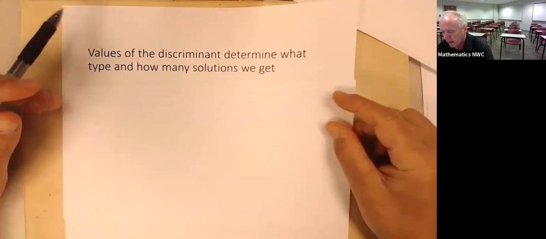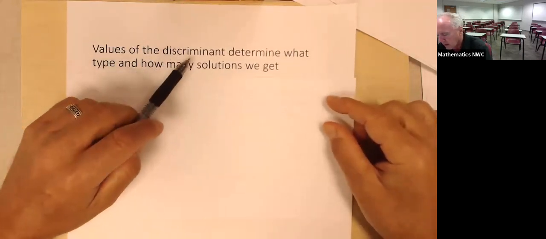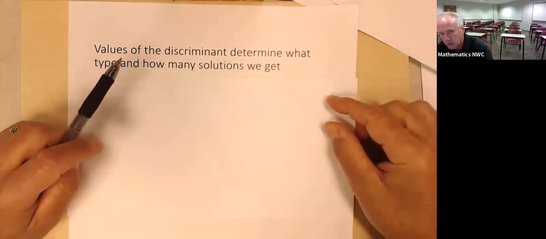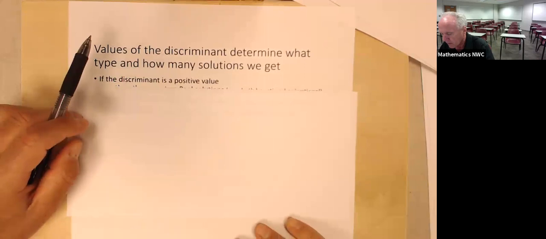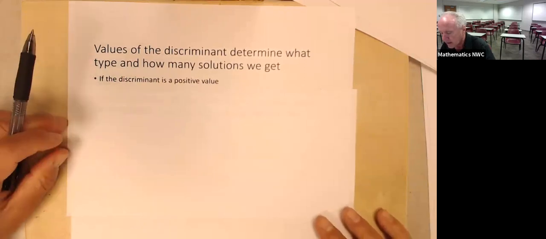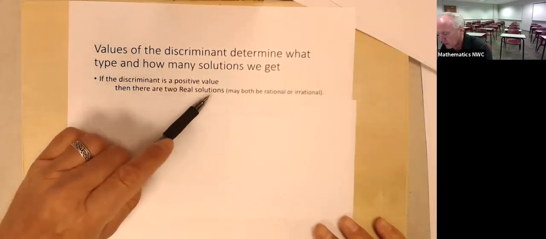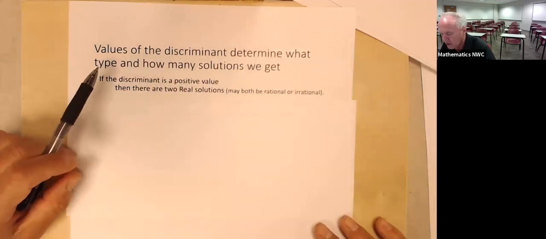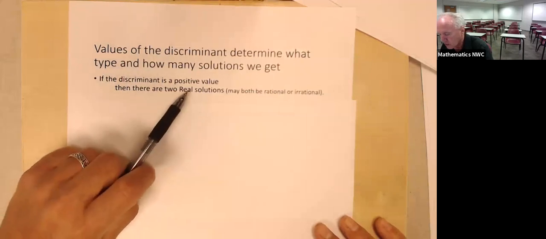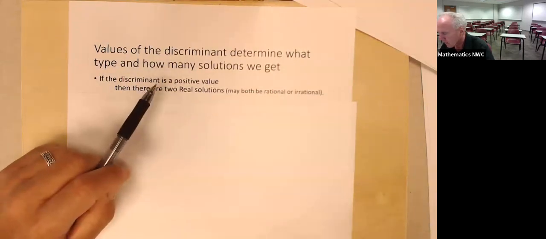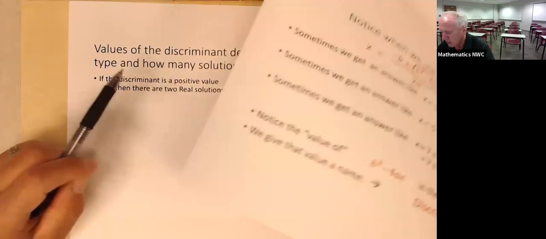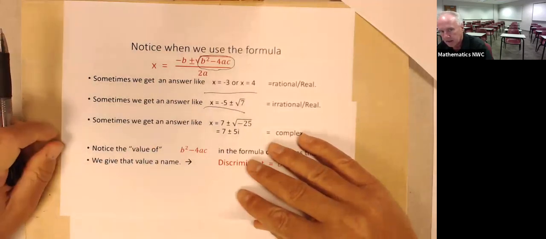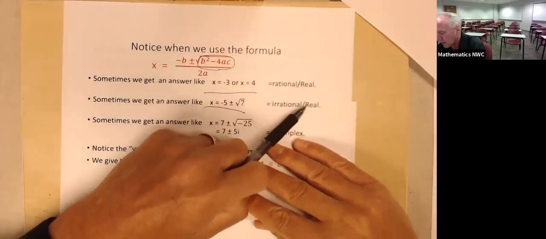to know that there are certain types of values that the discriminant will equal that determines the type and how many solutions we get. For example, if the discriminant is positive, then there are two real solutions. They might both be rational or irrational, or one of each. But you're going to get two real solutions. Examples like those, or something like that and that, both of them were real solutions.